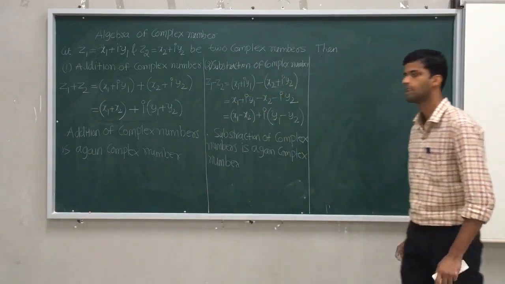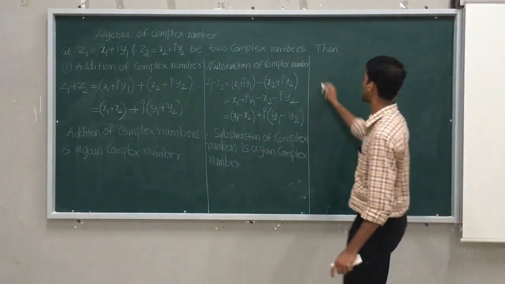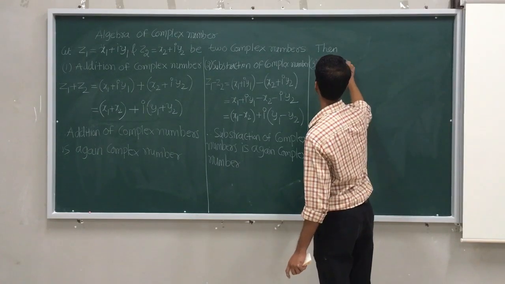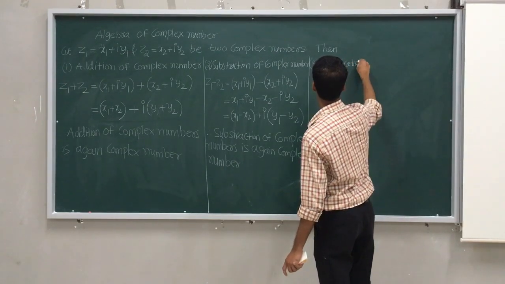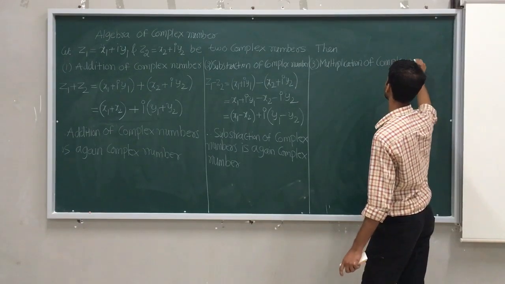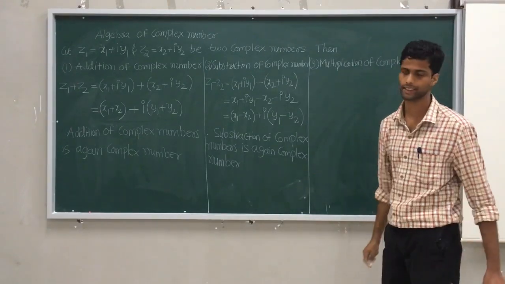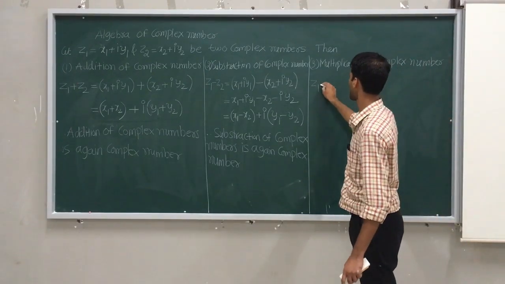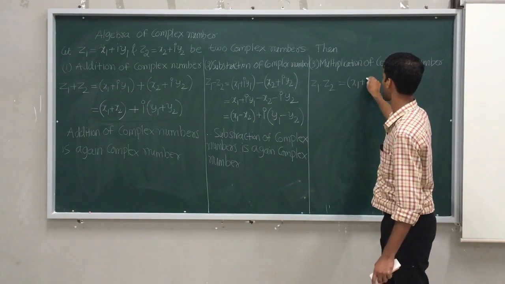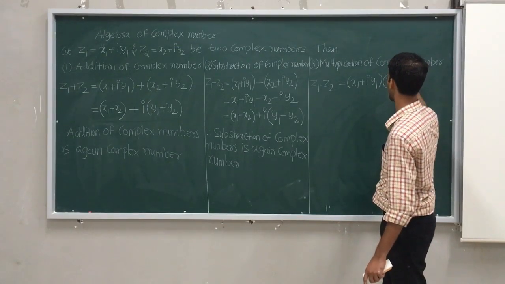Let me check whether it's valid for multiplication of complex numbers. What we'll do here is take z1 times z2. What is z1? It is x1 plus iy1, the first complex number. The second is x2 plus iy2.